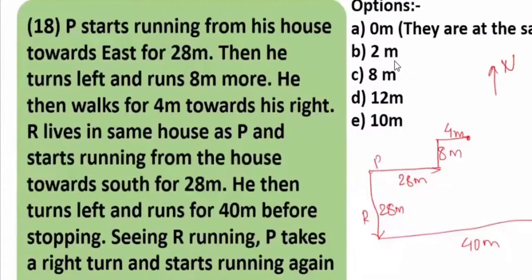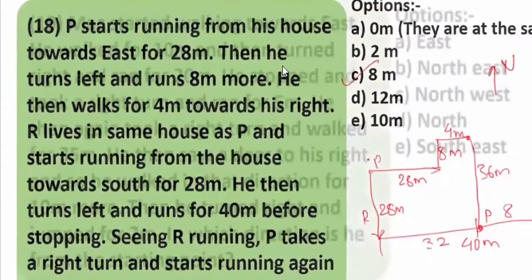Seeing R running, P takes a right turn and starts running again for 36 meters. P takes a right turn and goes here 36 meters. 8 plus 28 is 36. So P will come over here. How far is he from S? This is 40. And what is this? This is 28 plus 4 is 32. So this is nothing but 32. This is 40, so this will be 8.